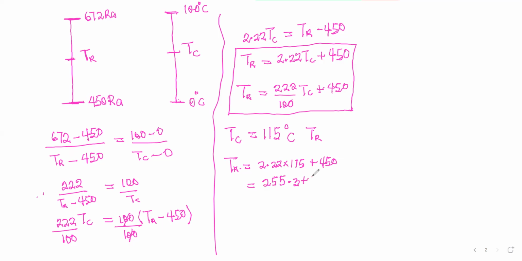This plus 450. I have put them together for me. Sir, please, it's 705.3. So 705.3 Rankine. That will be the equivalent. So simple, isn't it? Class, isn't it simple?